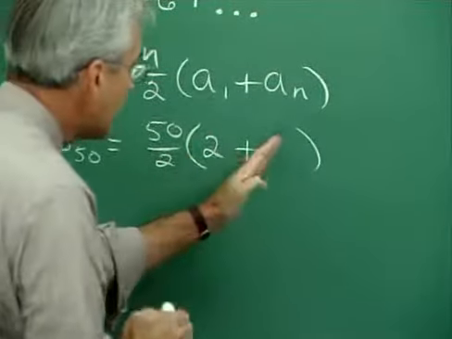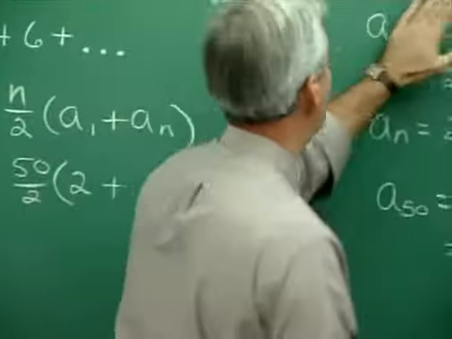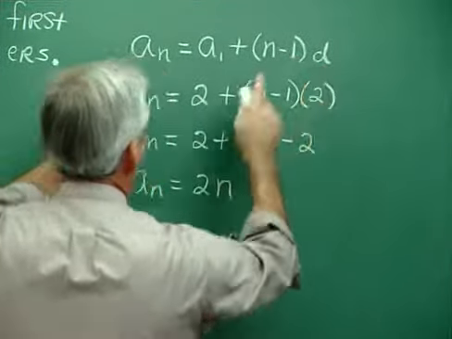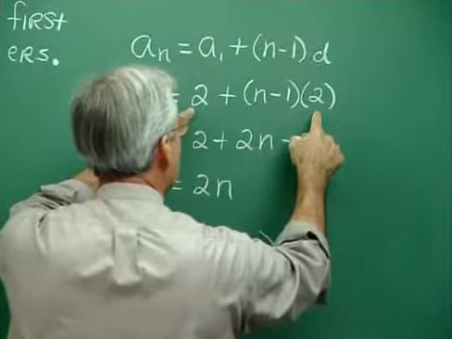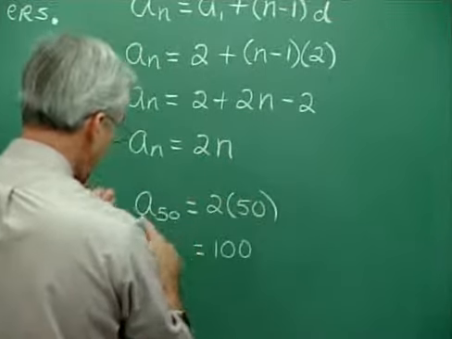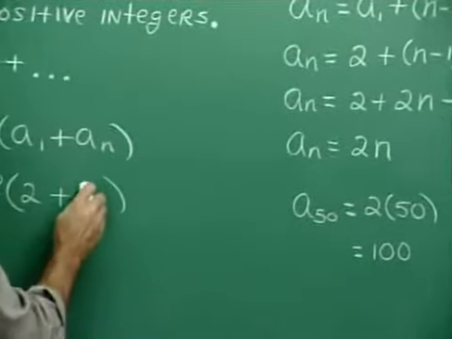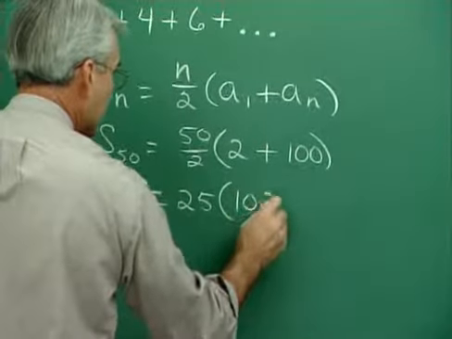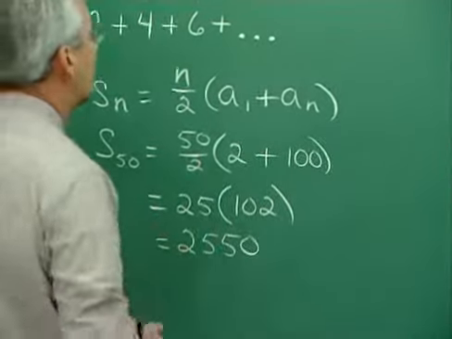So to find the value of that 50th item, we represent an expression for the nth term. And that expression is found by a sub n is the first term plus n minus 1 differences. Now, we know about the first term and the common difference of 2. So a sub 1 is 2, the common difference is 2. Evaluating here, we find a sub n to be generated by the expression 2n. So the 50th term is 2 times 50, or 100. So we backtrack over here. A sub n is 100. And away we go. This is 25 times 102, which turns out to be 2,550 for the sum of these 50 items.